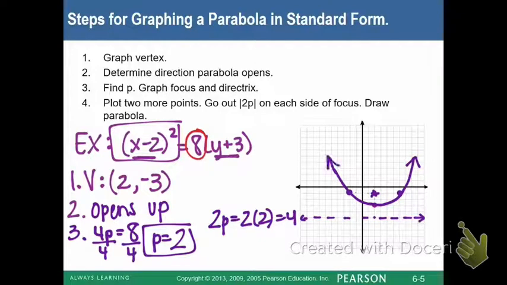If you want to make a note, I'm going to change colors here. Again, this distance from the focus to the vertex, that's p. Use that same distance going the other direction. And then from the focus out to your 2 points, you just do 2p. And that's how you find those extra 2 points that you need to graph your parabola.